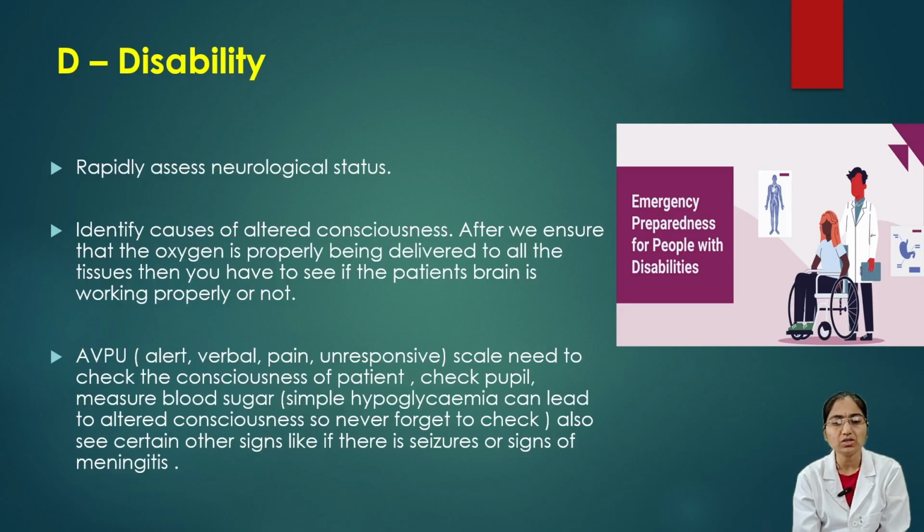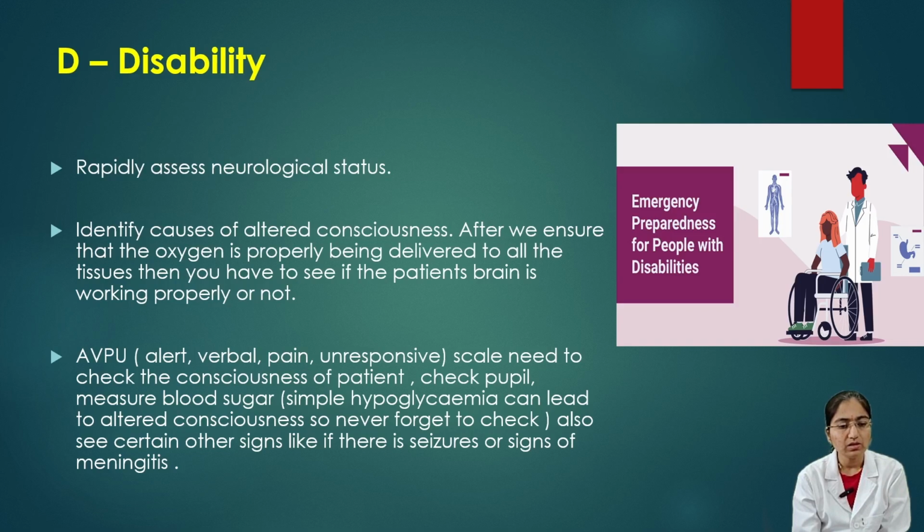And then next we'll see D, that D stands for disability. Here rapidly assess neurological status, that is disability. Here identify causes of altered consciousness. After we ensure that the oxygen is properly being delivered to all the tissues, then you have to see if the patient's brain is working properly or not.